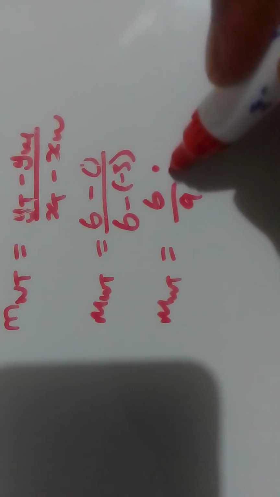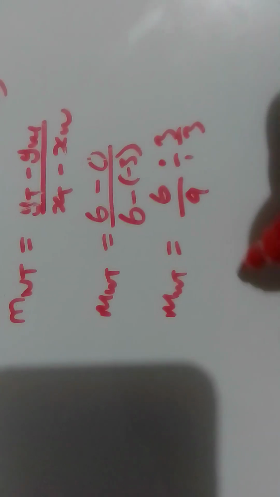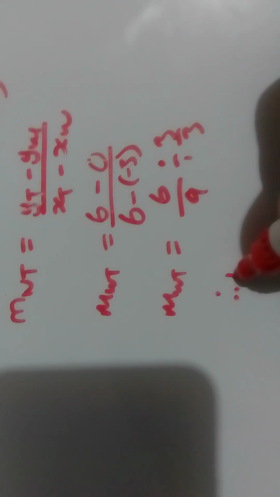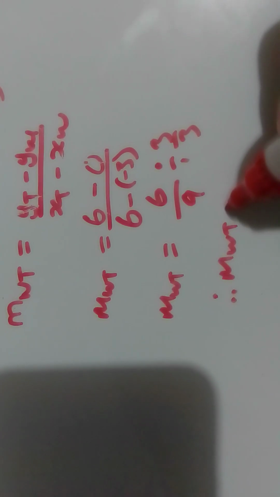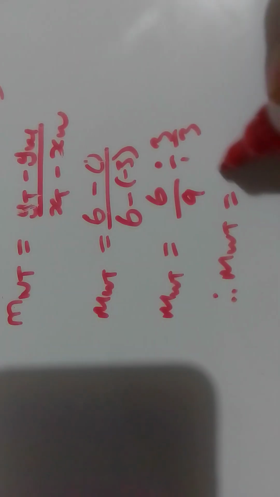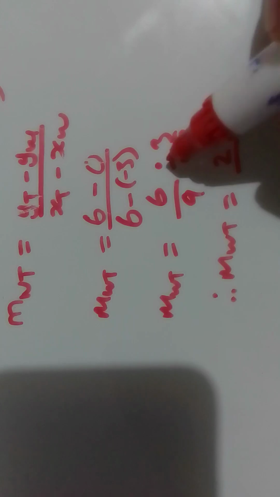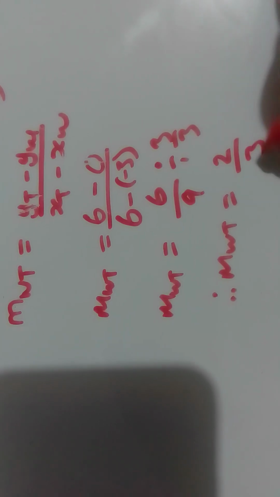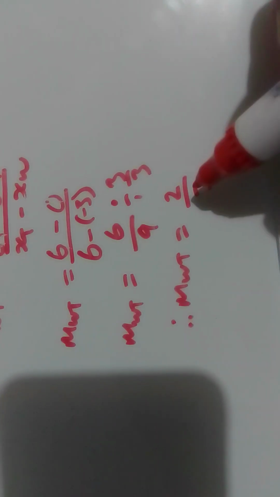However, there is a common factor, so if I divide by 3 over 3, I can conclude that the gradient of line WT is equal to 6 divided by 3, which is 2, and 9 divided by 3, which is 3, so 2 over 3 is the gradient. It's a positive gradient, and if you look at the line, remember, this is an increasing function. So our answer is correct.